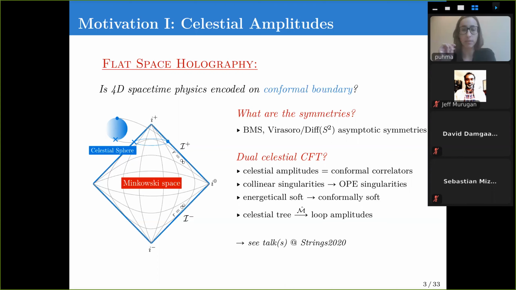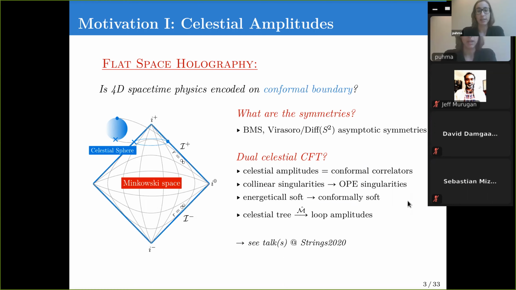Okay. Certain limits of scattering amplitudes give rise to structures that we know in two-dimensional CFT. So for example, the collinear limit of scattering amplitudes gives rise to the notion of OPE singularities of two-dimensional conformal correlators, and energetically soft theorems, which are important in quantum field theory as they give rise to universal factorization theorems, can be recast as statements about conformal correlators and how they factorize.